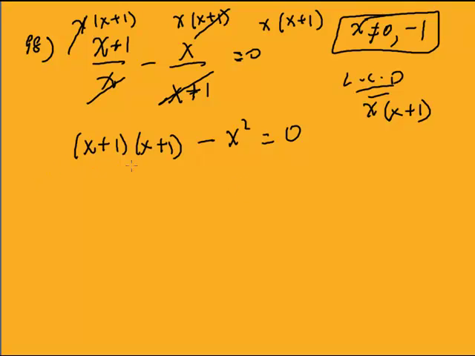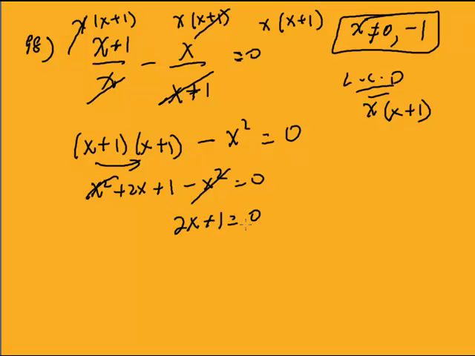And I'm going to clean this up. I'm going to multiply all this together. So I'm going to get x squared plus 2x plus 1 minus x squared is equal to 0. The x squared is going to cancel out. So I'm going to get 2x plus 1 is equal to 0. So x is equal to negative 1 over 2. And that's my solution.